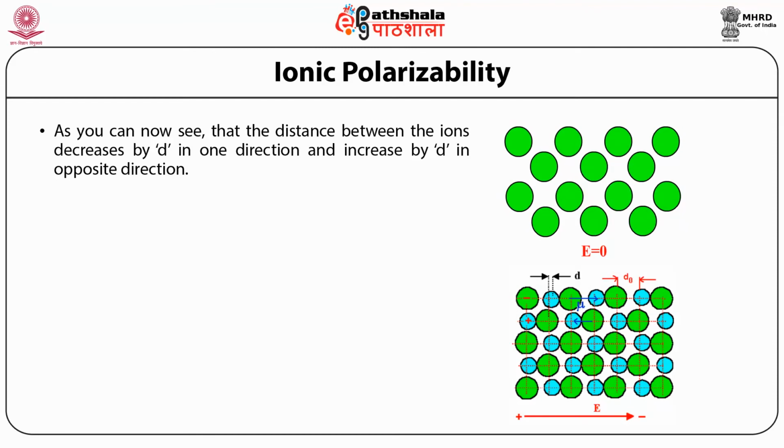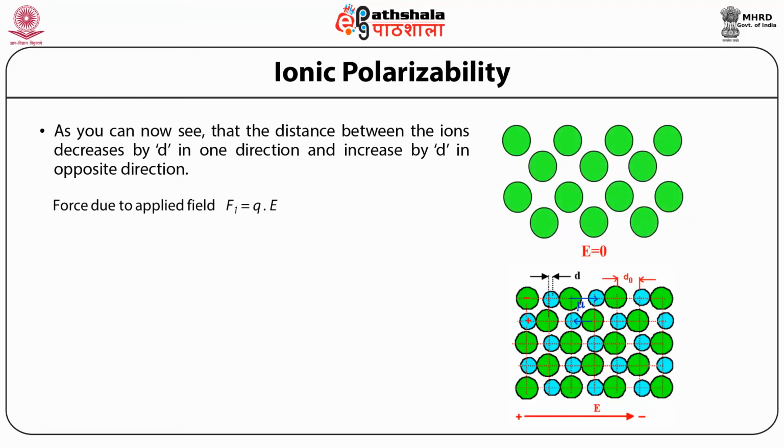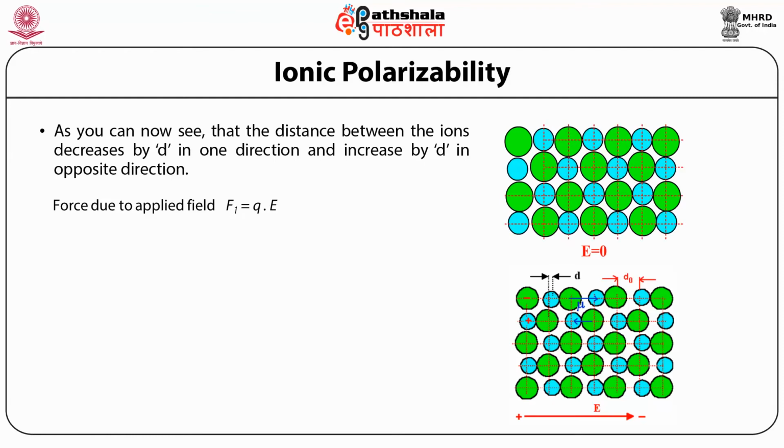As you now see, the distance between the ions decreases by d in one direction and increases by d in the opposite direction. Now we calculate the magnitude of d. The force F1, which increases the distance between the ions of charge, can be expressed as F1 is QE. However, there is another force acting in the opposite direction, which tries to restore the equilibrium between the ions, which is expressed as F2, which is equal to K_i into d.